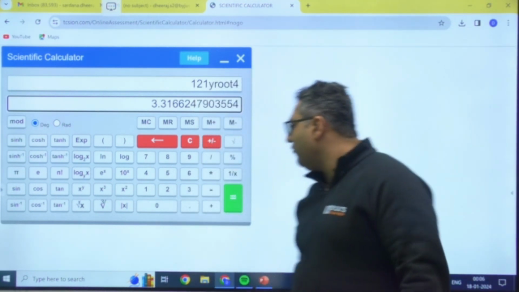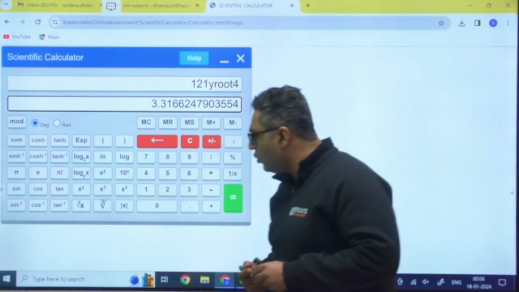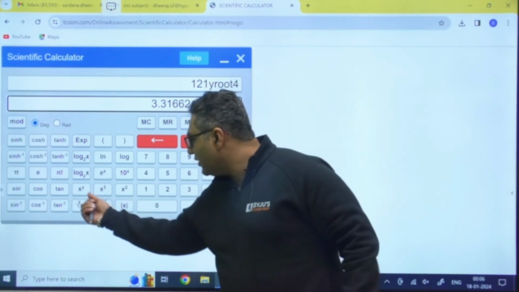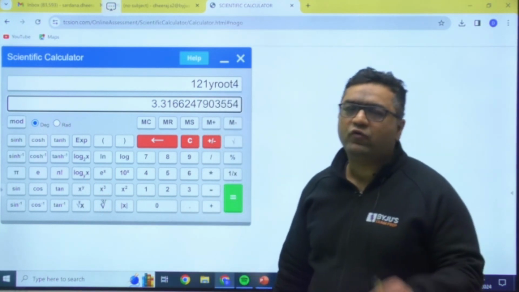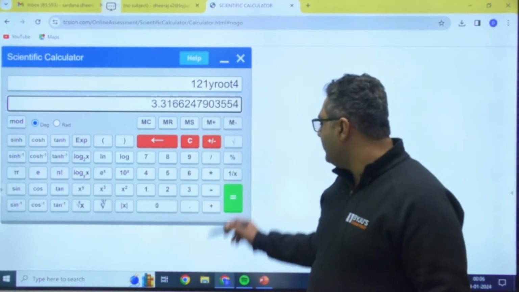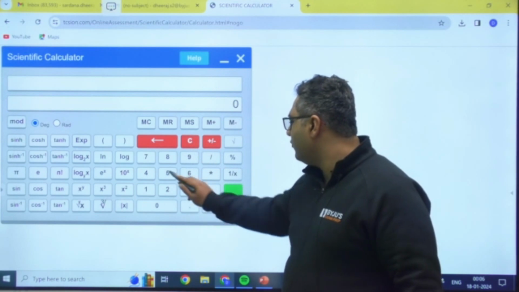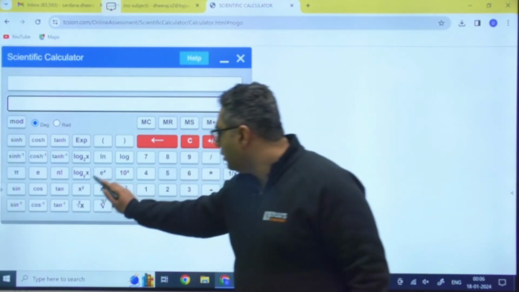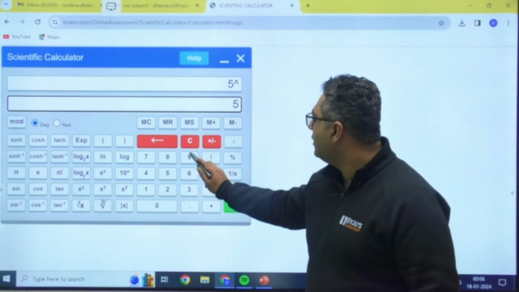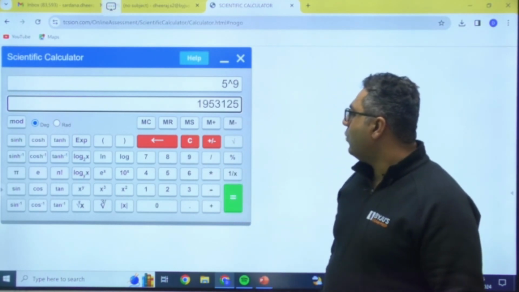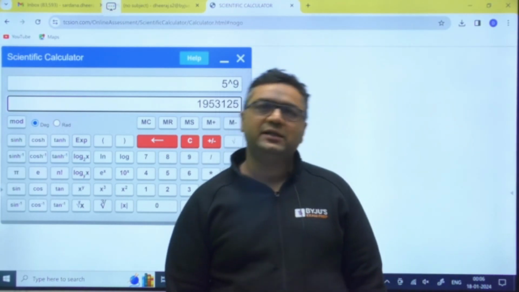And let us say if you want to go for the function of x to the power y, I want to go for 5 to the power 9. So what would be the rule? Once again the same. I would go for first of all the number, then function, then 9. So I would be getting 195325. You can check this value.